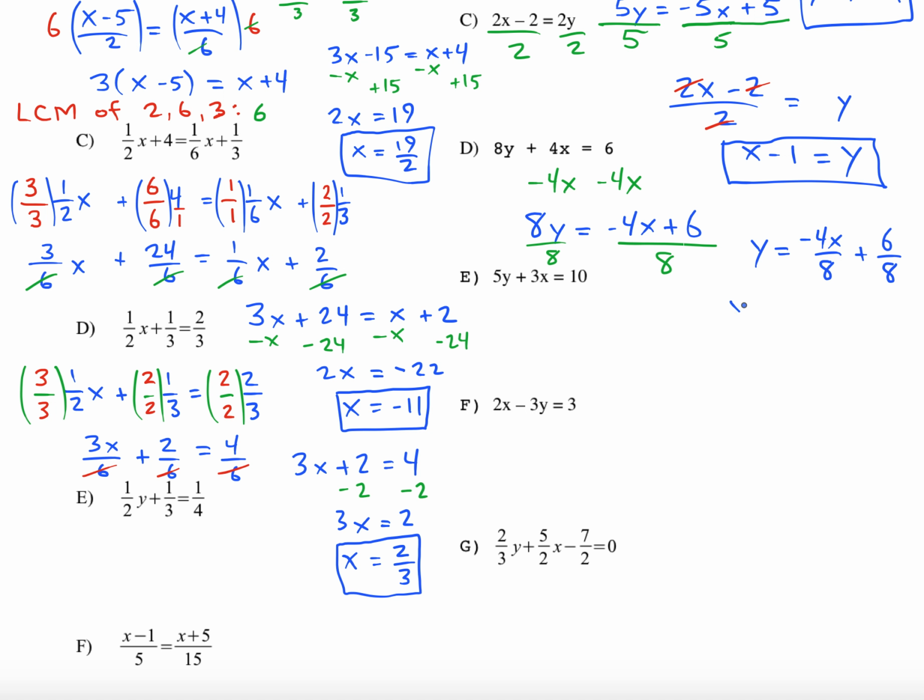So negative 4 over 8 will become negative 1/2 x. 6 over 8 can reduce to 3/4 if you divide both the top and the bottom by 2. And that's our final answer right there.